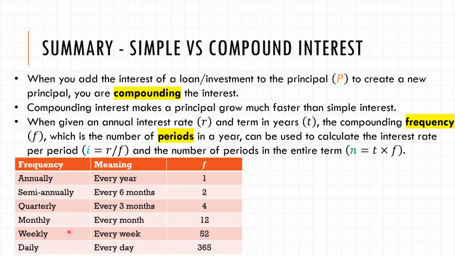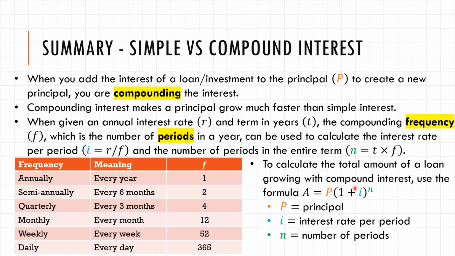Here are some very commonly used frequencies that you will need to know, and what they mean, and how many of these periods are in 1 year. So annually means it compounds every year. There's 1 year in 1 year. Semi-annually means every 6 months. So if one period is 6 months, how many periods will there be in a whole year? 2. Quarterly is every 3 months, and there's 4 periods, 4 quarters in a year. Monthly is every month. There's 12 months in a year. Weekly is every week, and there's 52 weeks in a year. And daily is every day, and there's 365 days in a year.